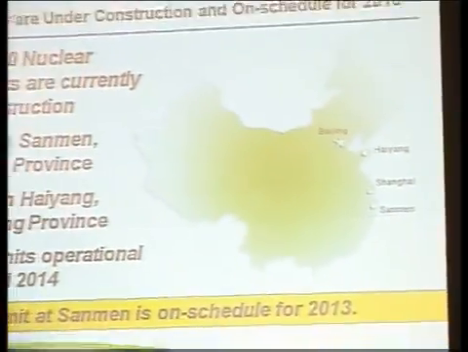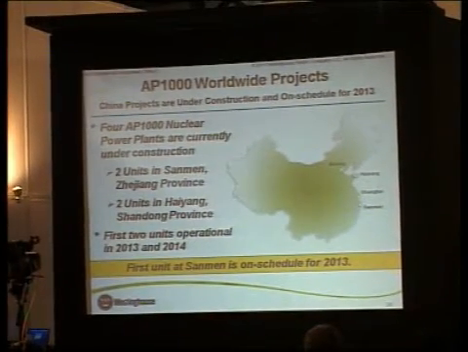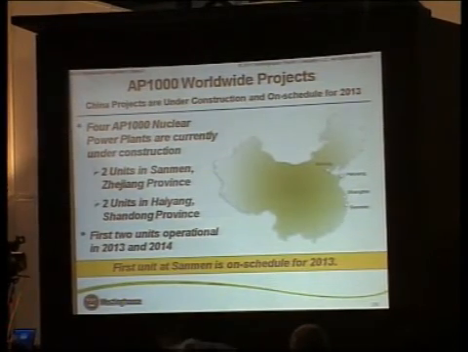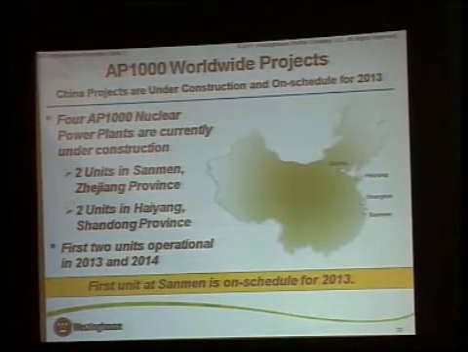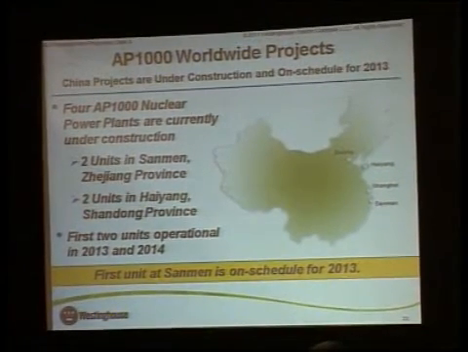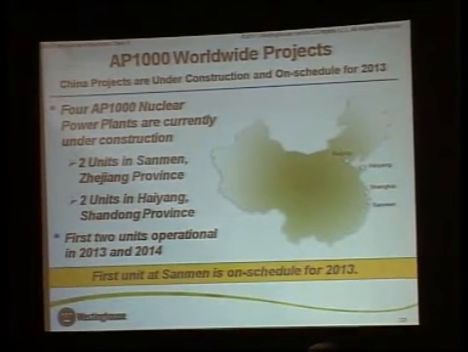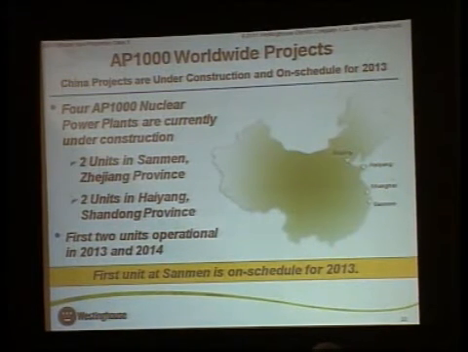Right now we're building 4 AP1000s in China, 2 at the Haiyan plant closer to Beijing, and 2 at the Sanmen plant closer to Shanghai. I'll have some photographs in a minute to show progress, but good progress on those units. Sanmen 1 is scheduled to go operational in just a little over 2 years from now, November of 2013. First concrete was poured in March of 2009, so we're a little over 2 years into the construction and a little more than 2 years to go until commercial operation.